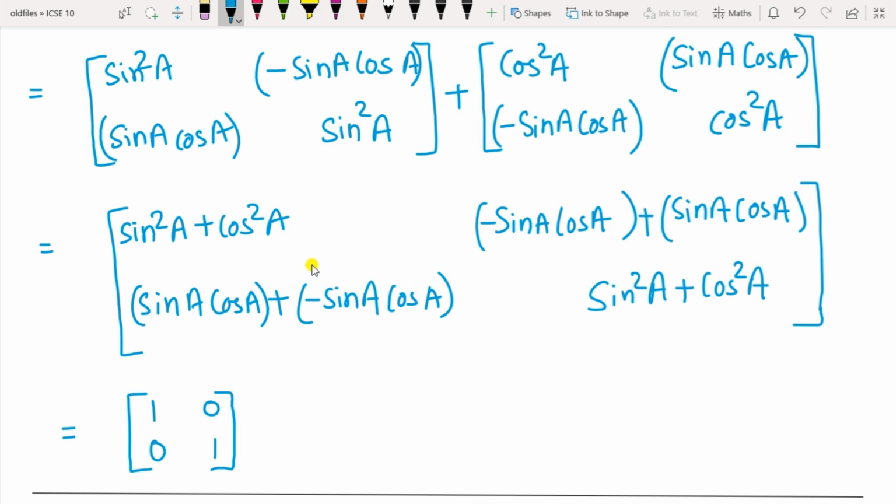Now as we know from trigonometry, sine square A plus cos square A is 1, and these are the same terms with opposite signs, so that will be 0. This is also the same thing, that is 0, and this is also sine square A plus cos square A is 1. So that is the simplification of the given matrix.